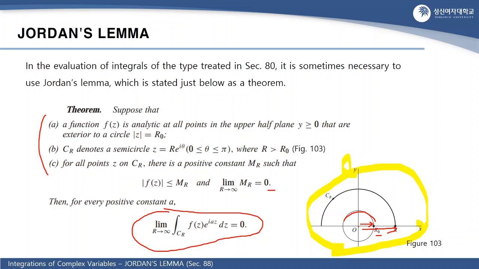If all these statements apply, then Jordan's lemma says that the contour integral of f of z times exponential of i a z over the semicircle C sub R in the anti-clockwise direction approaches 0 as capital R approaches infinity. Here a is a positive constant.